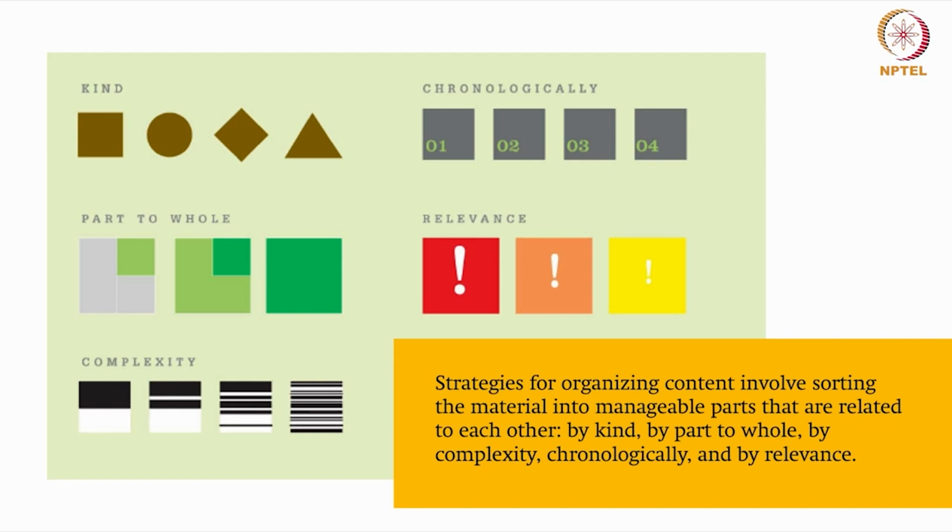The third one is part to whole, which is quite common in newspapers. How do you want to represent the information? Whether you want all the major stories to be highlighted on the front page, and then the rest of the part should be placed somewhere else inside the middle pages. This kind of strategy designers generally follow in newspapers or sometimes in magazines as well.